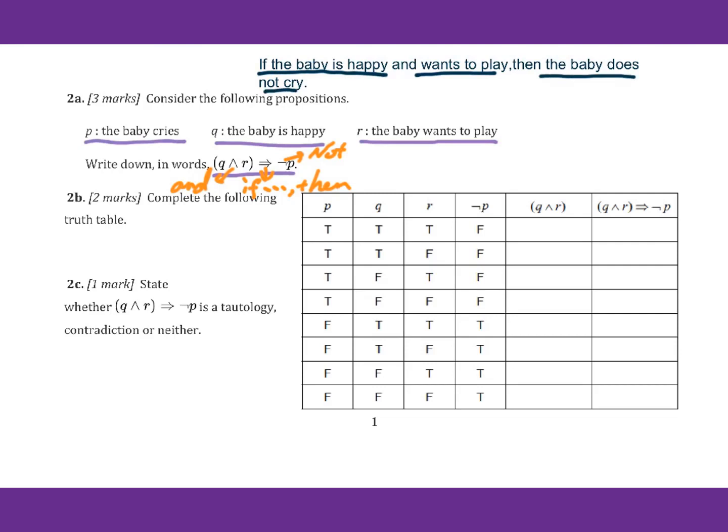Complete the following truth table. Q and R. And. To be true, both must be true. The keyword is both. Therefore, you look at these two columns. You have true. This is a true. Rest of them will be a false.